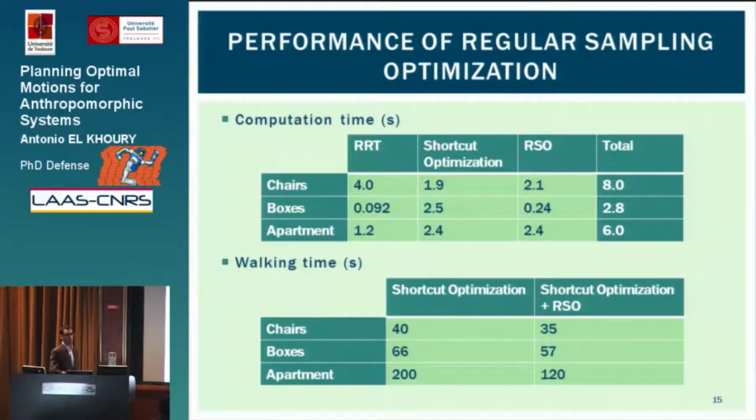So here we show a summary of the results that we executed for different environments. What you should memorize from this table is that for the regular sampling optimization, when we insert it, we have a certain computation time of a few seconds that is added to the existing decoupled approach time. But if we look at the walking time that we gained, we can see, for instance, that for the apartment scenario, we have gained 80 seconds in walking time. So here we've lost 2.4 seconds in the computation time, and we've gained 80 seconds in walking time. Which is very interesting.